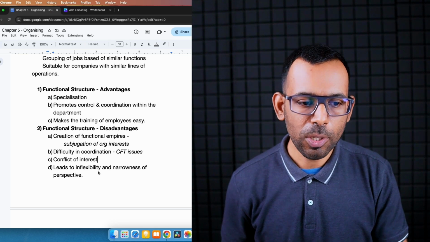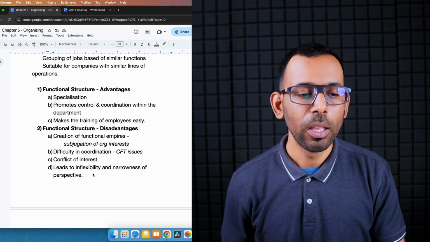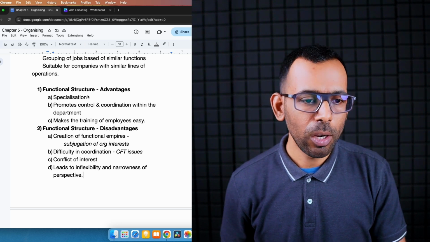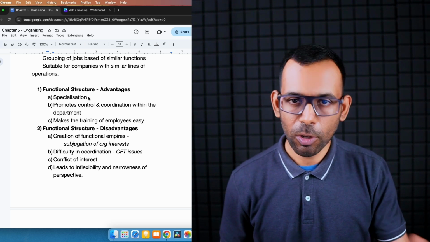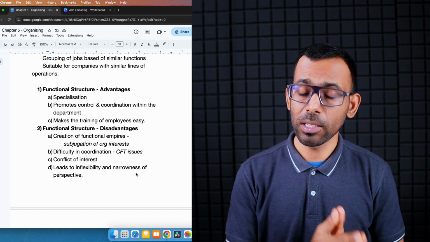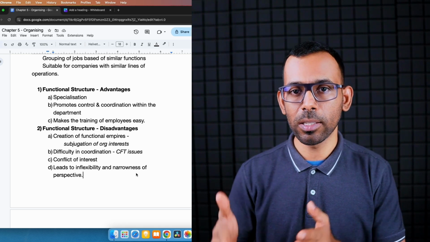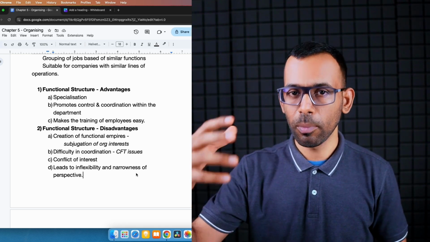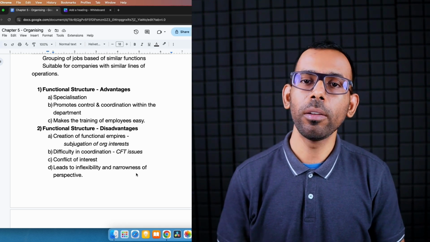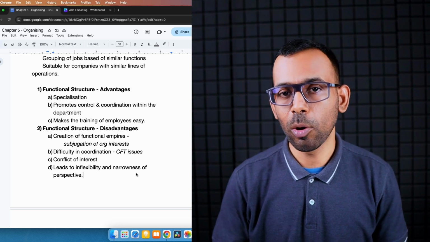So let's go to the last point, which is leads to inflexibility and narrowness of perspective. This is quite contradictory to what we studied in specialization because it works both ways. When a person keeps doing the same thing, yes, the advantage is the person gets specialized. So it takes lesser and lesser time for the person to do the same job over a period of time. Therefore, it will lead to efficiency. So that's the positive aspect of it. But what is the downside to it?